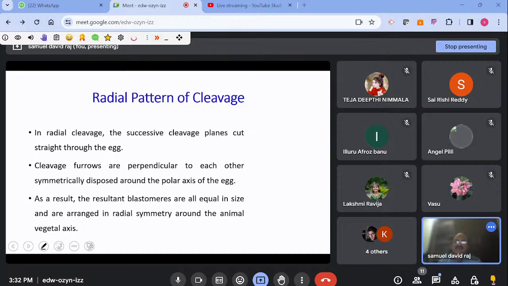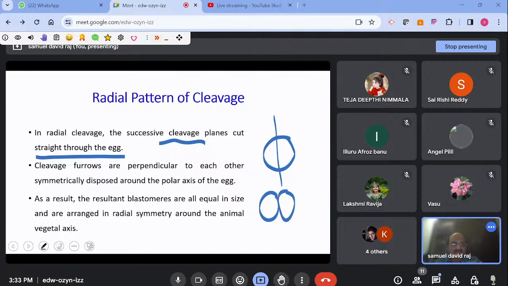The first one is the radial pattern. In radial cleavage, each division, meaning successive cleavage planes, cuts straight through the egg. The entire egg is cut. So if the entire egg is cut, it forms two cells. If both the cells are cut, it forms four cells, and if all the cells are equally cut, it forms the 8 cell stage, and so on. In all these divisions, the entire egg is cut straight through.